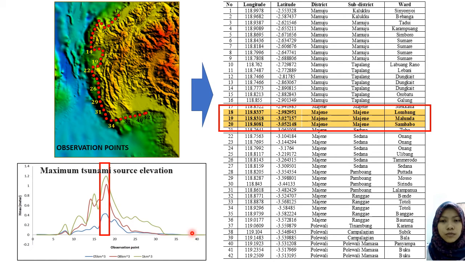For the landslide volume of 0.5 cubic kilometer, it reached a maximum elevation of 0.4 meter, and for the 0.8 landslide volume, they reached a maximum elevation of 1 meter, and the largest landslide volume hit approximately 1.2 meters at Majene.